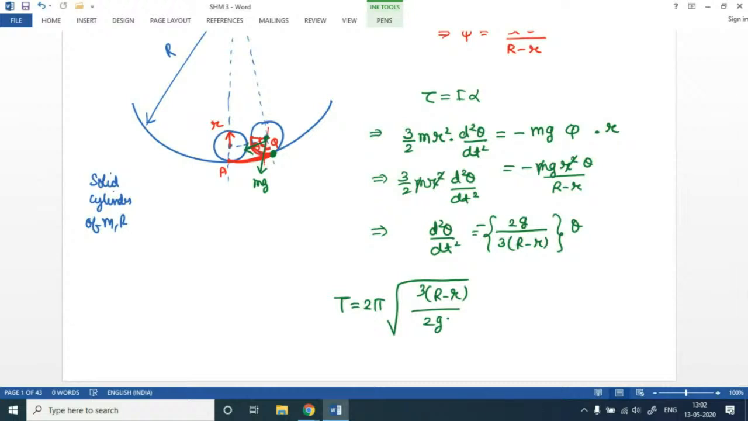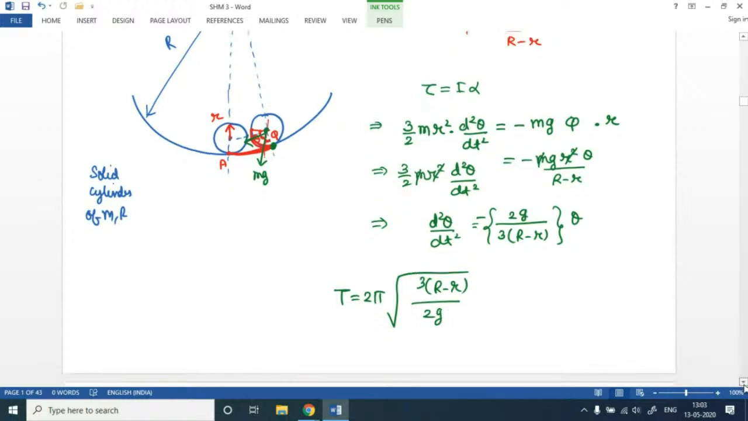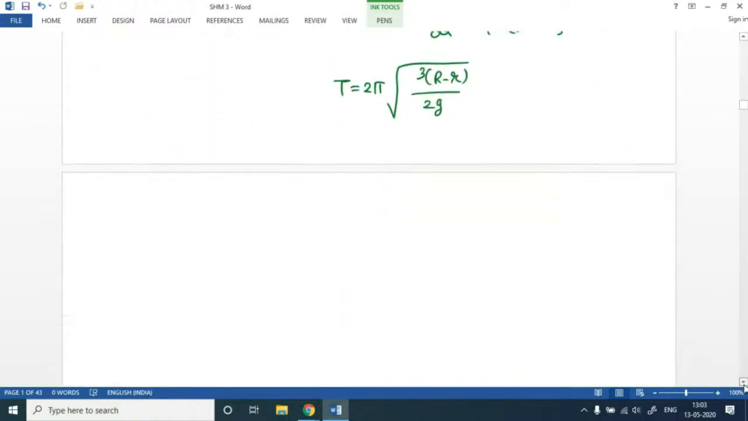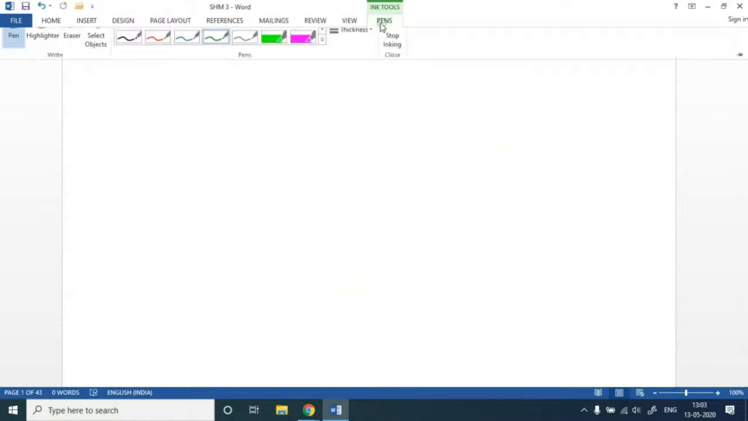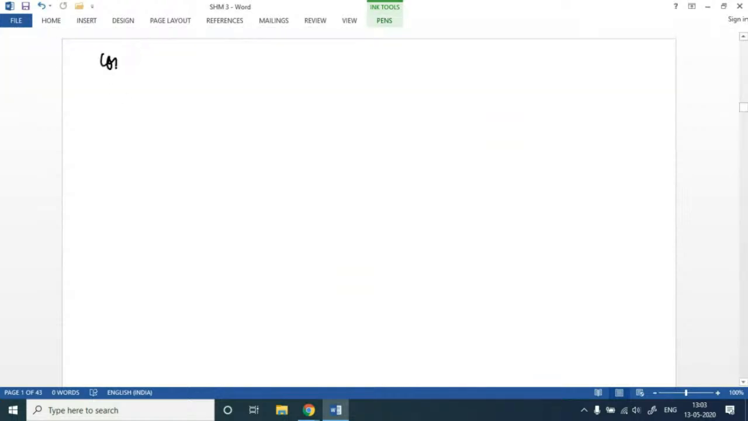Okay, so we have looked at a sufficient number of problems for angular SHM. So now let's move on to another thing, that is composition of SHM. Let's write the heading, composition of SHM.